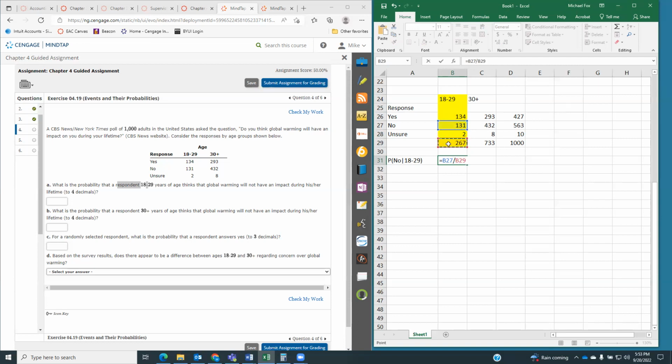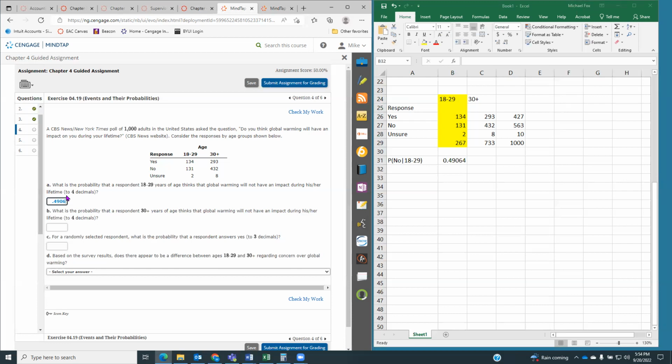So these type of questions sort of limit our data set. We're not looking at the whole data set of 1,000. Instead, we're looking at this smaller data set of just 18 to 29 year olds. So we get an answer of 0.4906. You can see that these different problems have had different numbers of decimals they want me to round to. So it's important that you pay attention as you do this.